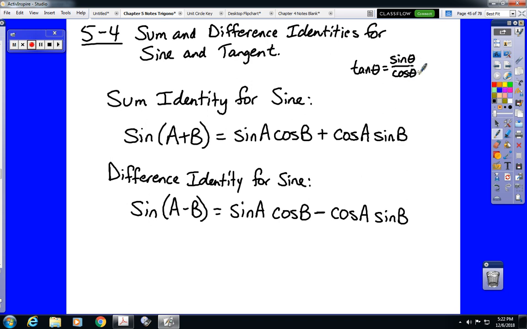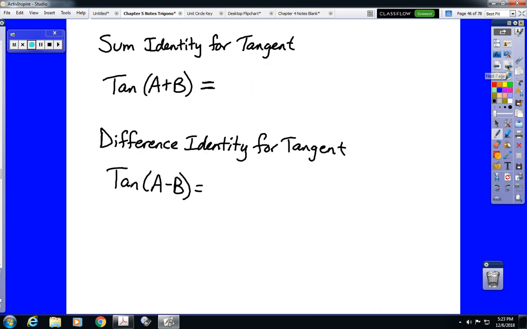So what we could do is take that sine of a plus b and put it over the cosine of a plus b, and that would be the tangent of a plus b. And we could go through that entire derivation. I could do it right now. But it's not really vital that we understand exactly where the identity came from as long as we are using it correctly. At least not in this course.